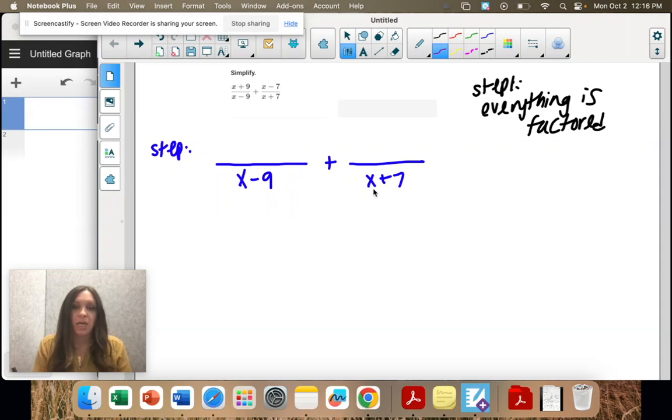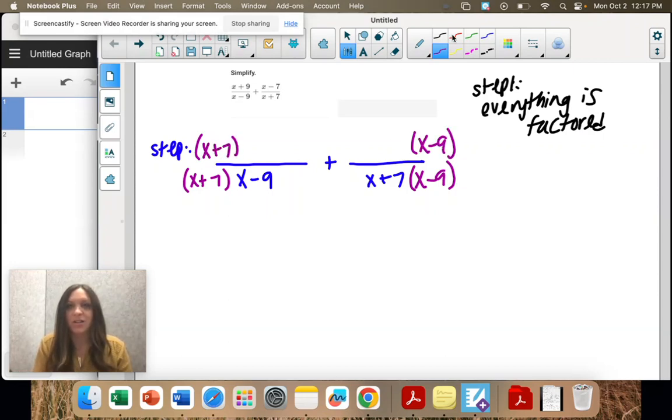So what we do then is we multiply them by themselves. So this is going to be x plus 7. This is going to be x minus 9. And what we do to the bottom, we have to do to the top of the fraction. So now I care what's on the numerator because I'm going to multiply those. Okay, so that's step 2, find the common denominator.